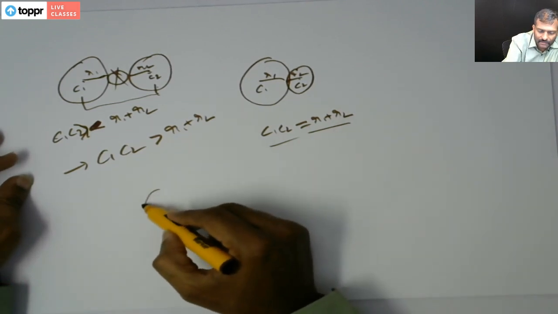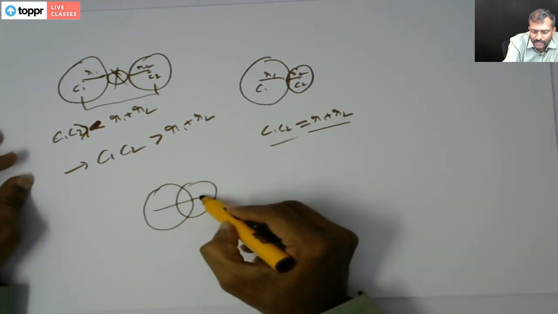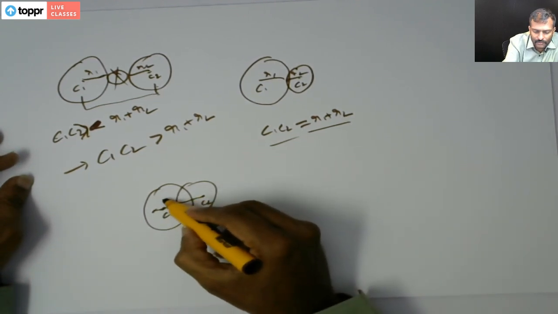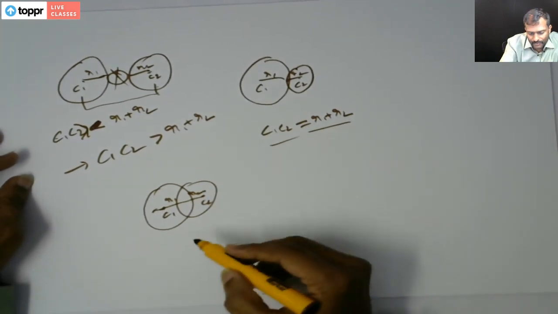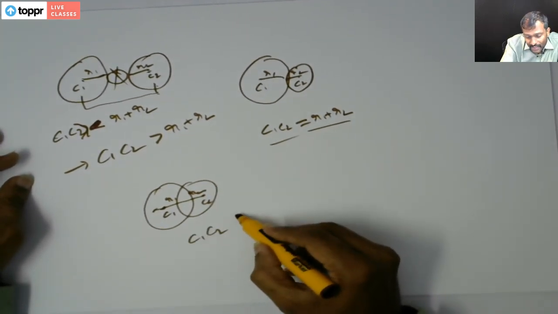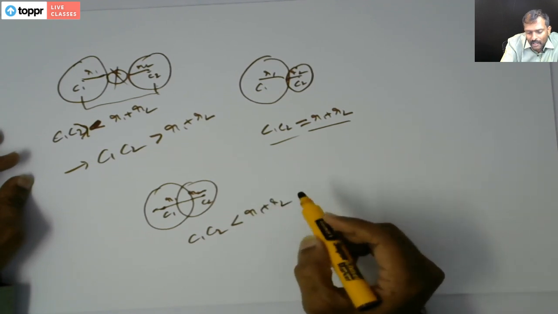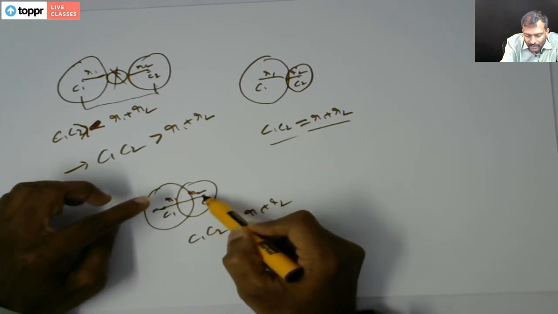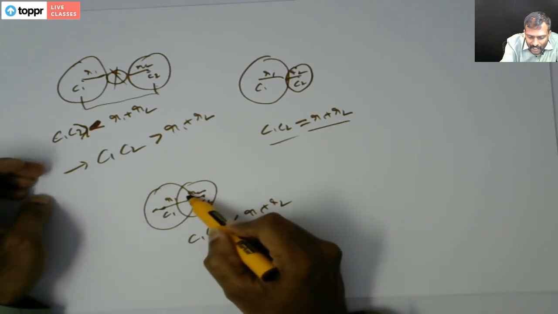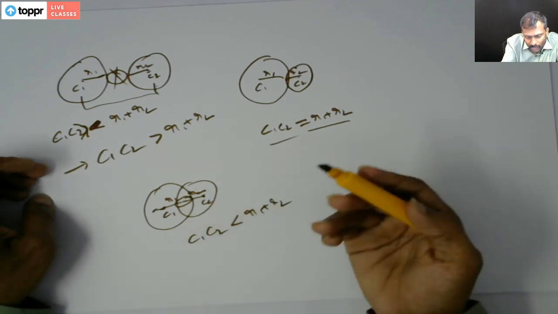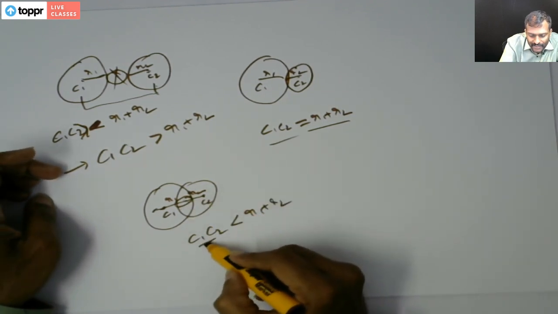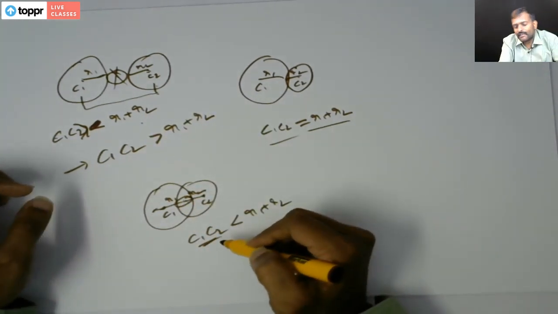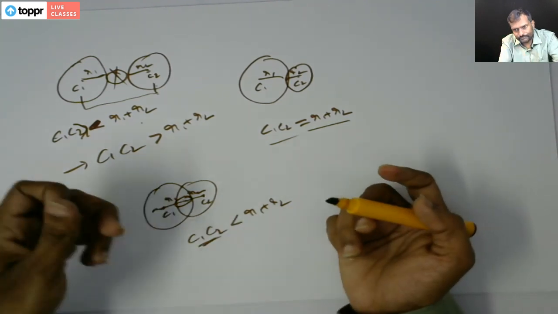And when there are two circles intersecting each other, with C1 and C2, radius 1, radius 2, here C1C2 will be less than R1 plus R2. When you add R1 and R2, you are adding this bit one more time. Earlier this part was missing in R1 plus R2, but here this part was missing in between C1 and C2.